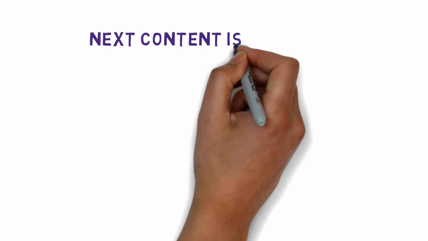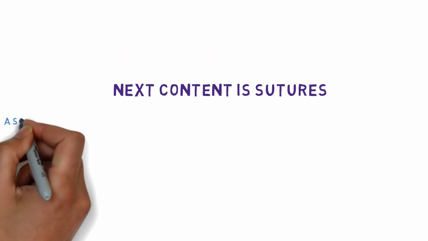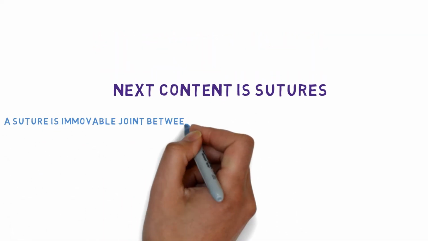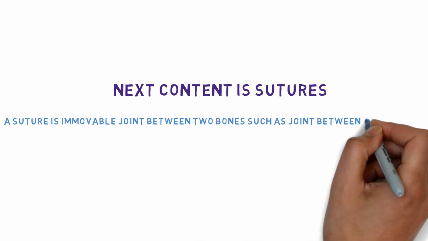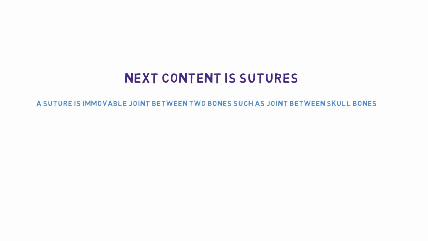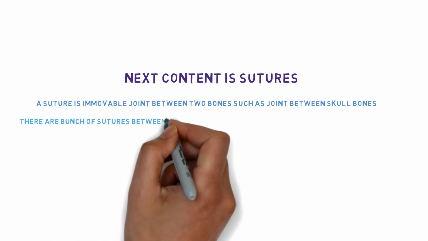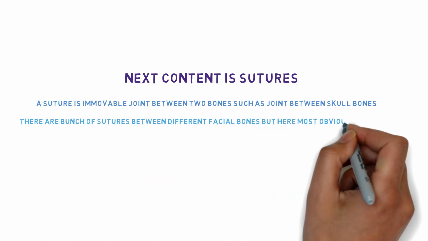Next content is sutures. A suture is an immovable joint between 2 bones, such as a joint between skull bones. There are a bunch of sutures between different facial bones, but here the most obvious are mentioned.